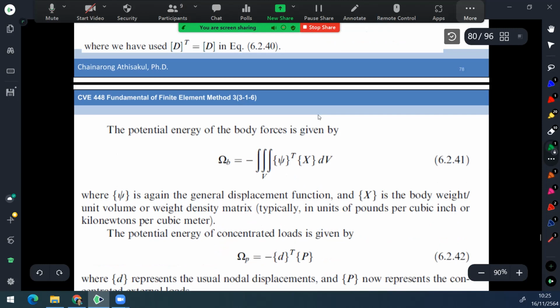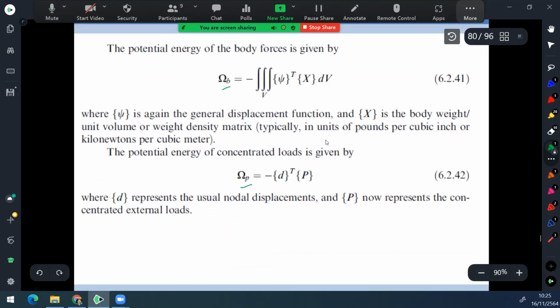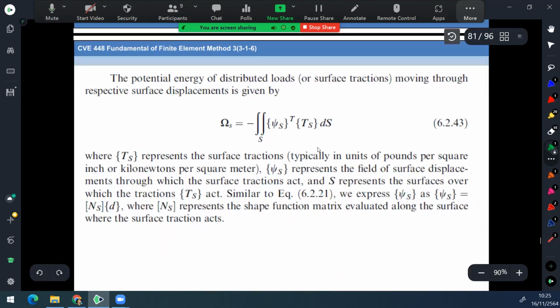and the potential energy due to the applied force, for this case, is composed of body force and concentrated force. For the concentrated force, it is equal to d transpose P. The potential energy is equal to the negative value of the work done. And also for the surface load, that is for the case of distributed load also.